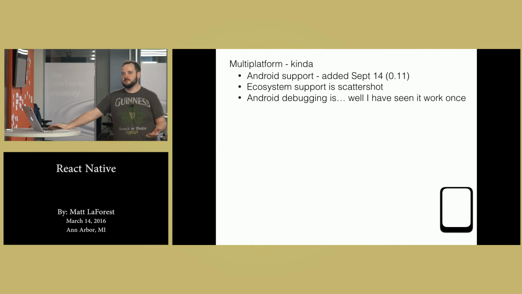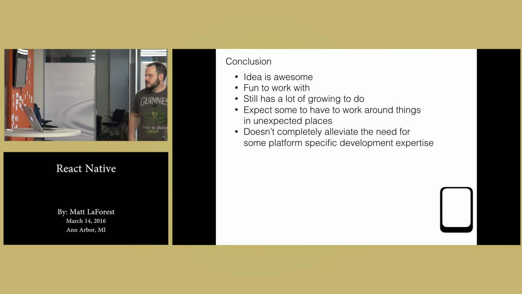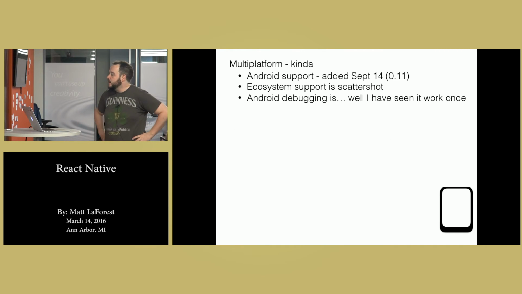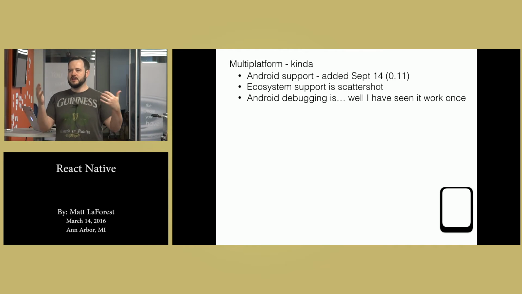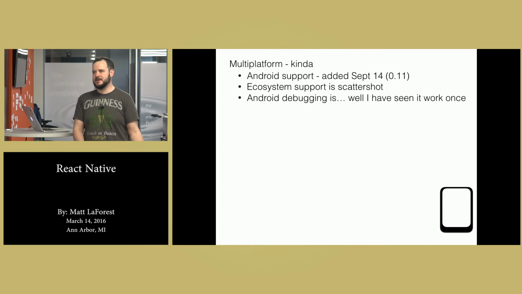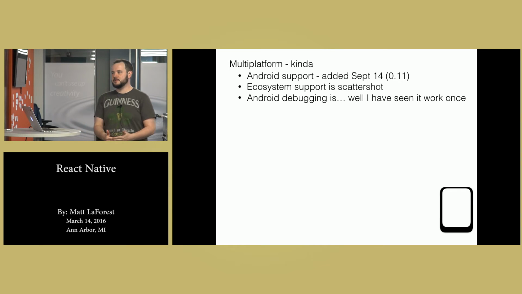It's multi-platform, kinda. Android support wasn't actually even added until September. So if you remember, I said a second ago, React Native was released in March. Your Android support didn't come till September. So a good chunk of those 1,500 problems I was describing was iOS, because they're just digging into the Android stuff to figure out where all the Android stuff doesn't work.